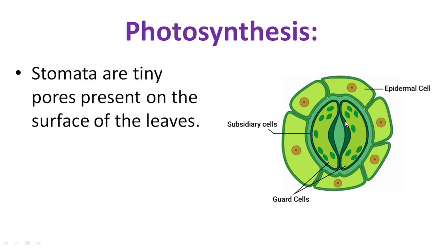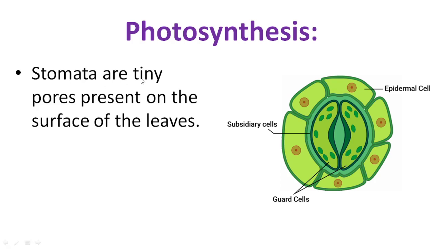Around each stomata, we have got two guard cells. These cells are kidney shaped or bean shaped. These cells are called guard cells, like a security guard. And with the help of guard cells the stomata can open or close, and when stomata open, carbon dioxide enters the leaf.